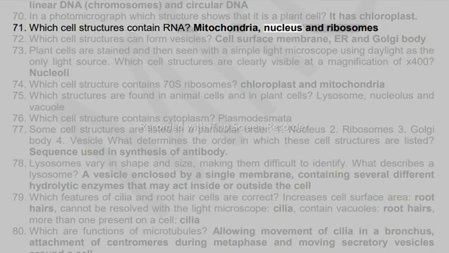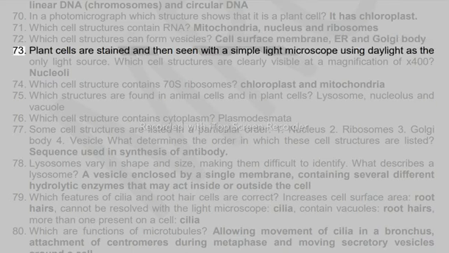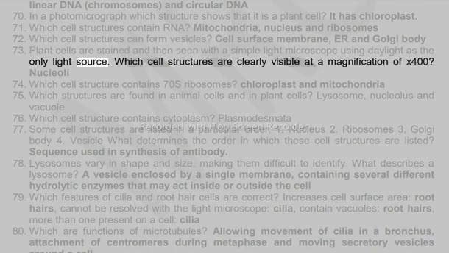Mitochondria, nucleus, and ribosome. 72. Which cell structures can form vesicles? Cell surface membrane, ER, and Golgi body. 73. Plant cells are stained and then seen with a simple light microscope using daylight as the only light source. Which cell structures are clearly visible at a magnification of x400? Nucleoli.